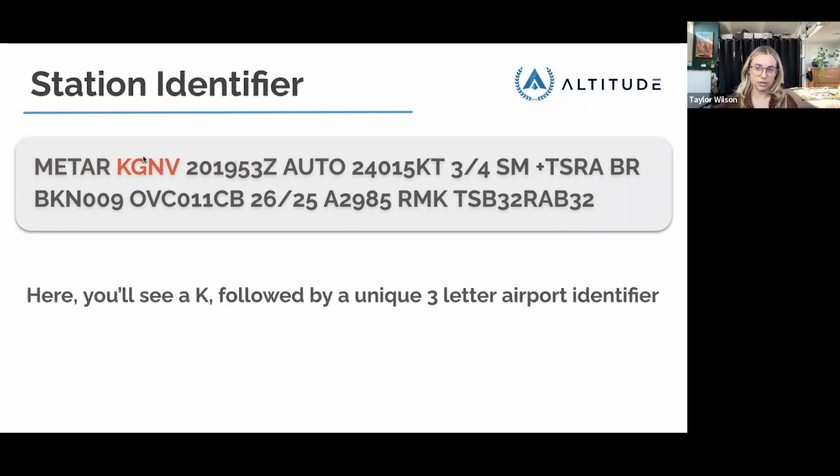Then we have the airport identifier. So most airports in the continental United States start with the K here, followed by the 3-letter identifier for that specific airport. So this is Golf November Victor. I think this is Gainesville in Florida, but I would have to double check that. This is how you would search the METAR, which at the end of today's session, I'll show you guys the website that I use to get this information, but you're going to use that 3-letter identifier for the specific airport that you want the weather information for.